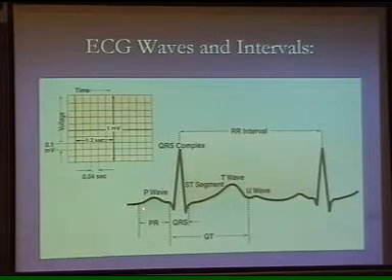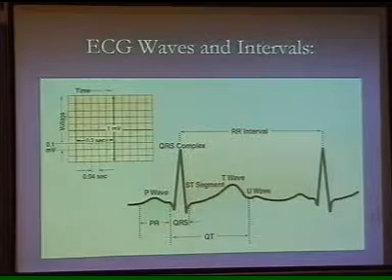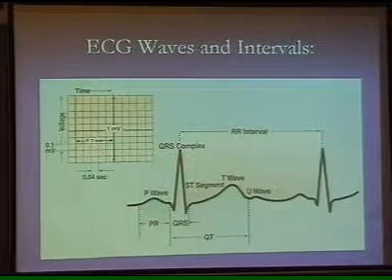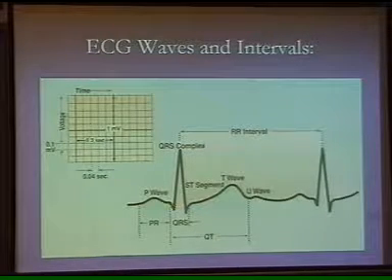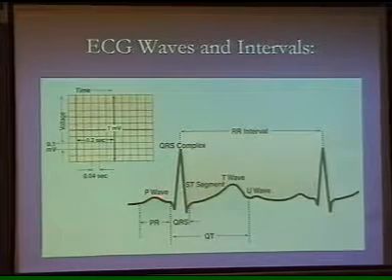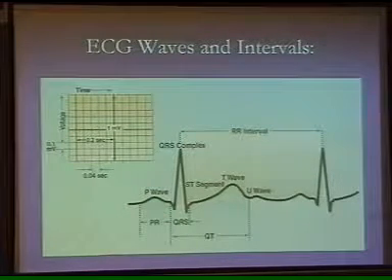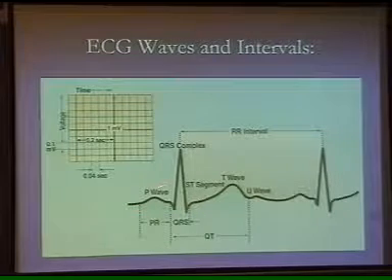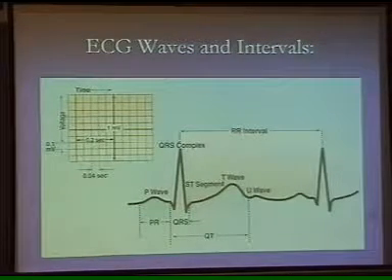Now, for the ECG you have the nomenclature given to the ECG. The P wave is basically atrial depolarization, you get this P wave. QRS is the ventricular depolarization.